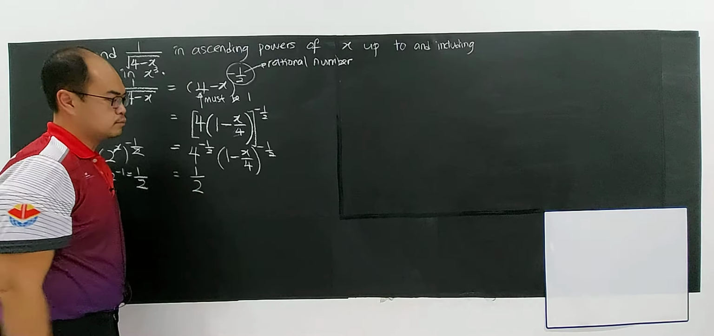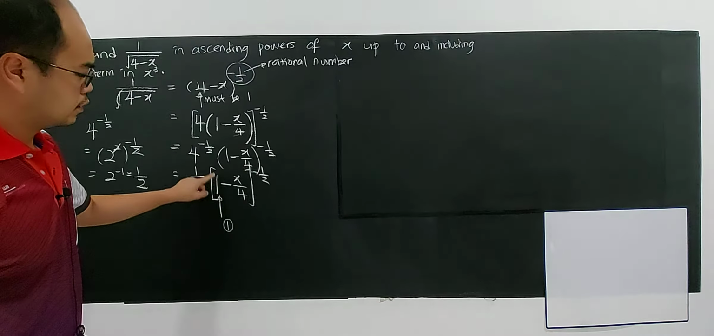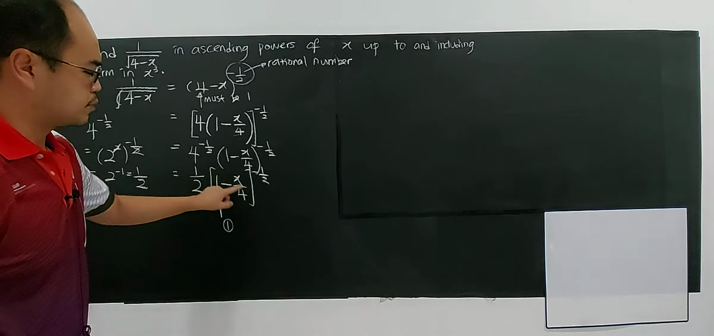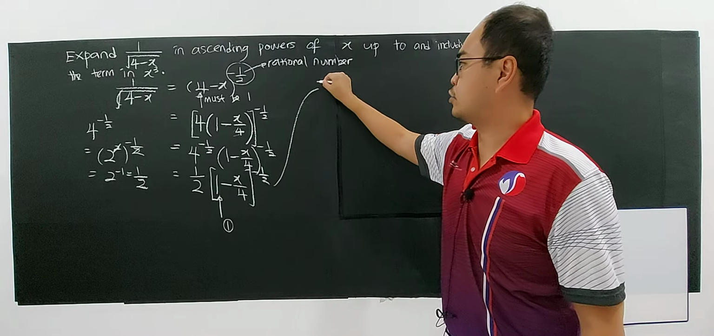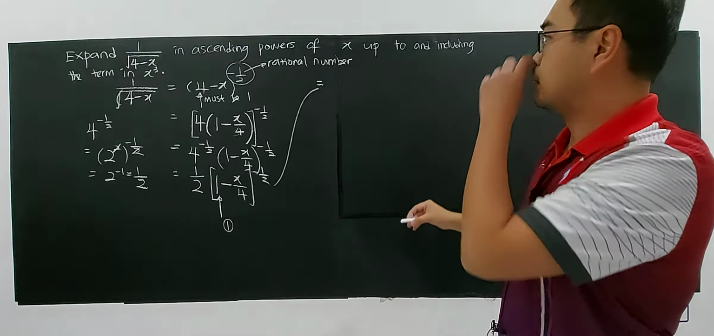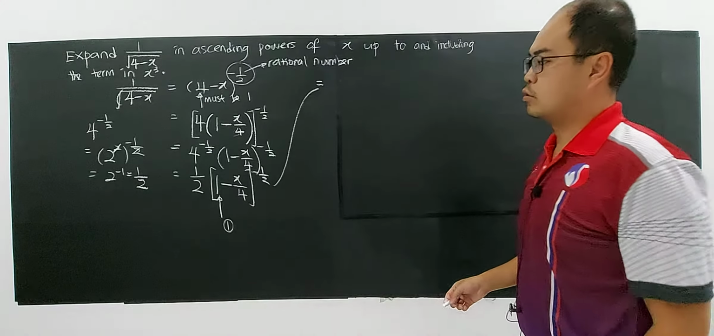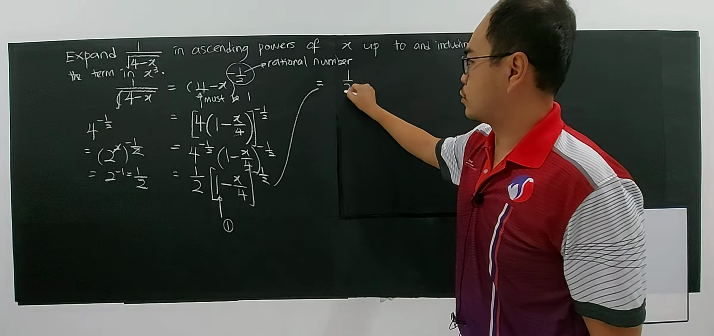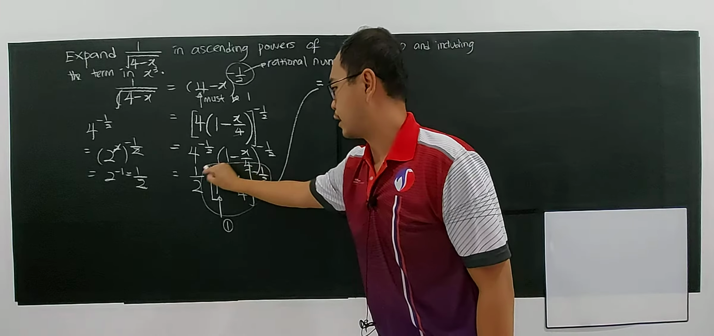Which here is already 1. The A in A plus B has already become 1. Then you can start to expand by using the formula. As I taught you in the previous video, we see the pattern. But this question is asking you to expand up to and including the term in x cubed. So I just rewrite the 1 over 2, and I open a big bracket because I'm going to expand this one.